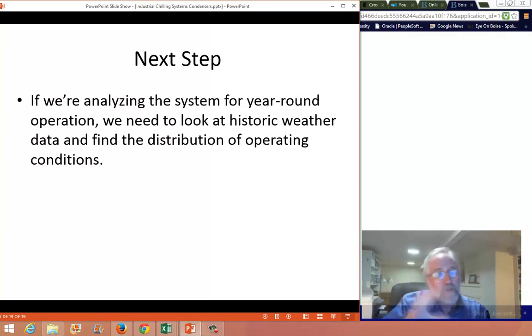So let's wrap that up. It's been a little over 20 minutes. We will go on to how to analyze this: how do you figure out what the impact of all these varying weather conditions is on the energy consumption of the condenser. So thanks.